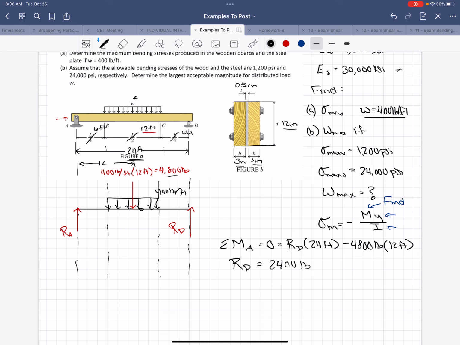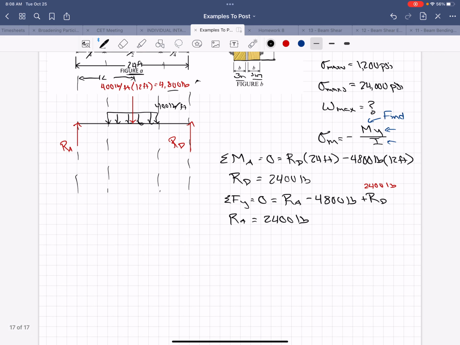We could recognize that, or we could just say the sum of the forces in the y equals 0 equals RA minus 4,800 pounds, that's our point load, plus RD, which we found to be 2,400 pounds. So then RA also equals 2,400 pounds. So then we draw our shear diagram.